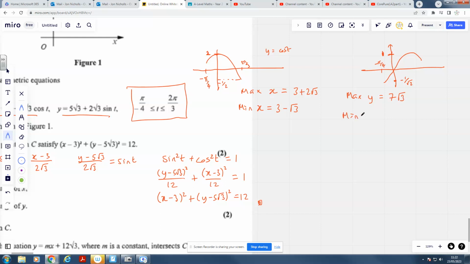But the min y is going to happen at minus 1 over root 2. And if you do 5 root 3 plus 2 root 3 times minus 1 over root 2, or minus root 2 over 2, it's easier to do the minus root 3 times minus root 2 over 2. It's easier to do this, because the 2's are going to cancel, and you're going to end up with 5 root 3 minus root 6.